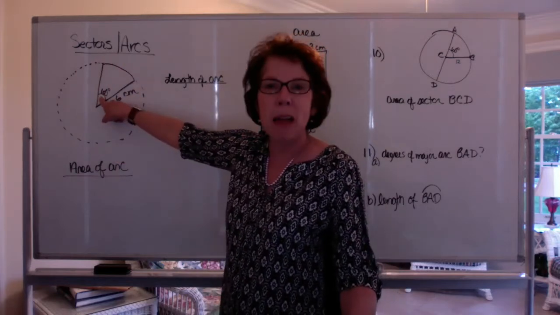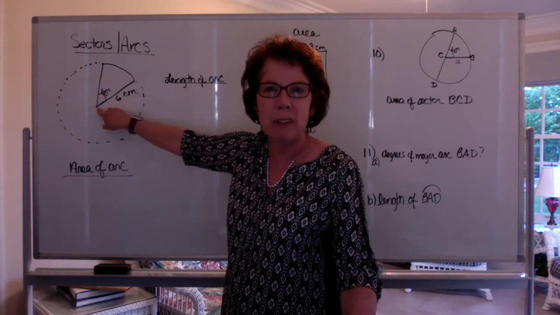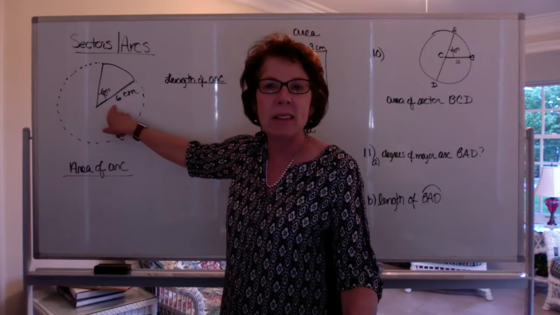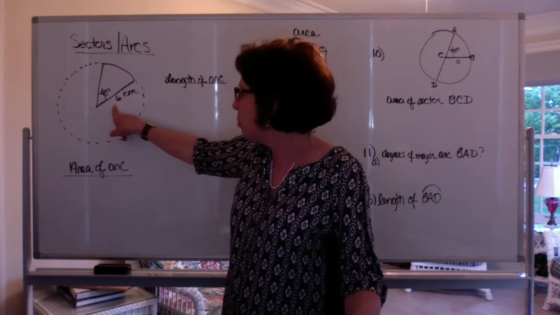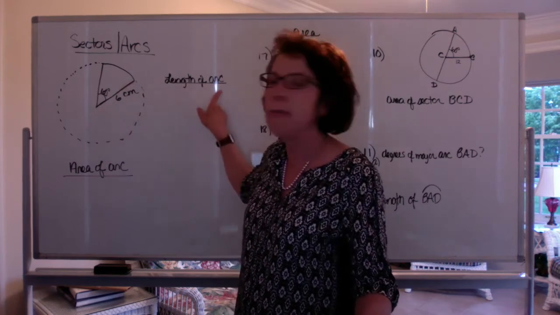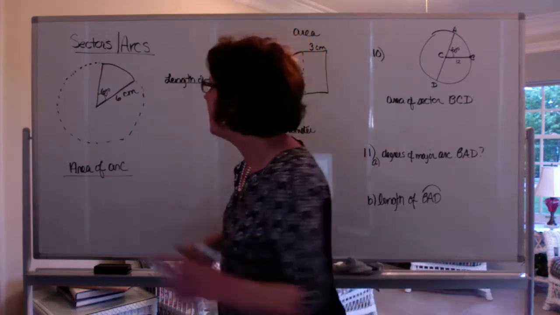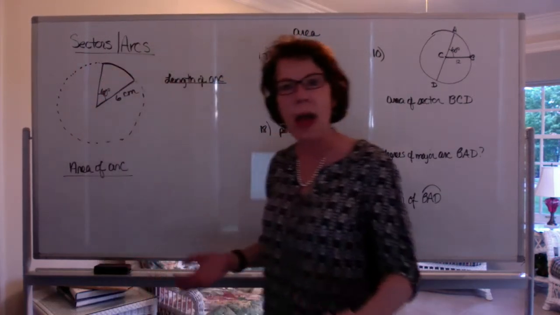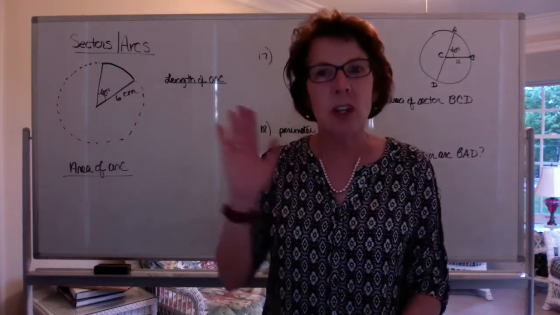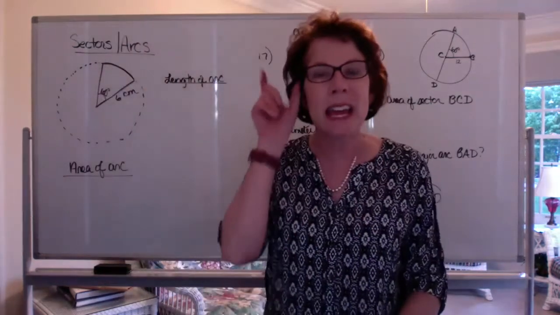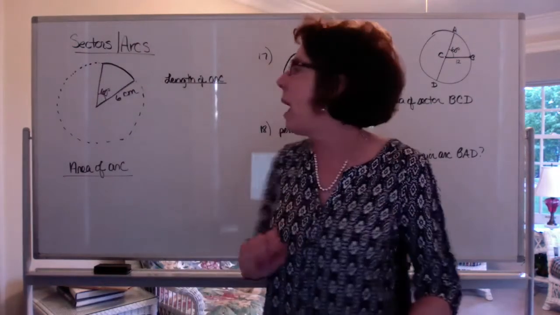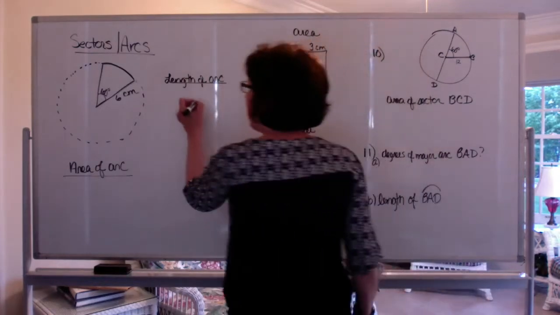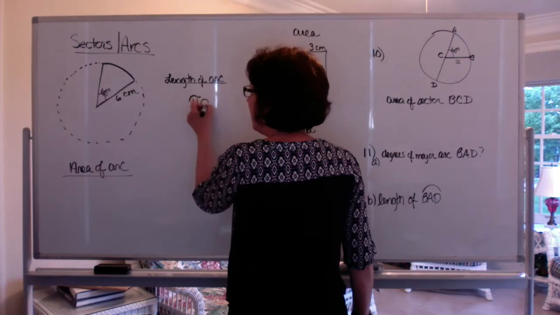Now, I notice that my sector's central angle, vertex at the center, is 60 degrees. And I've got a radius of 6 centimeters. And the first thing we're going to do is find the length of the arc of this sector. Now, remember, an arc is just part of the circumference. Okay. What fraction of the whole circumference is that little arc? Well, let's first write the formula for the circumference of a circle. We know it is pi d.